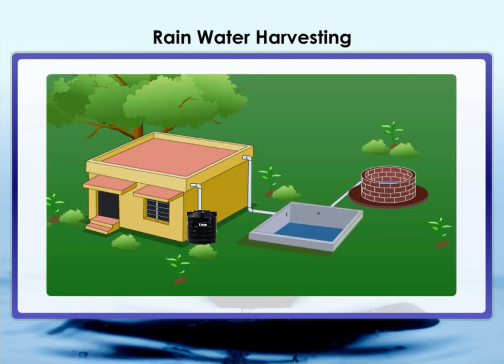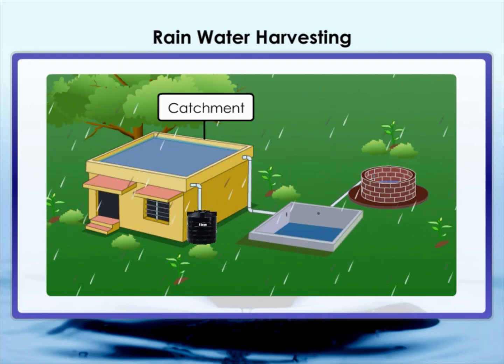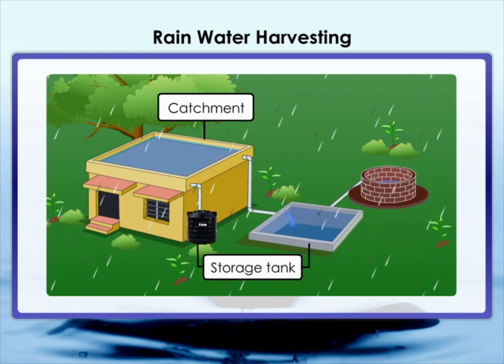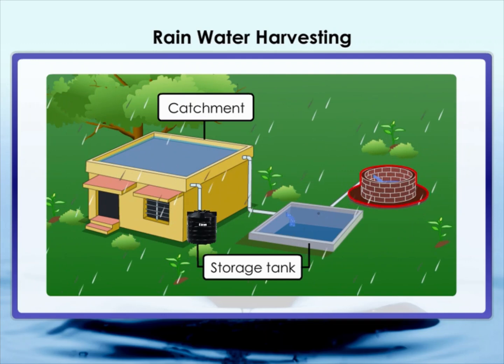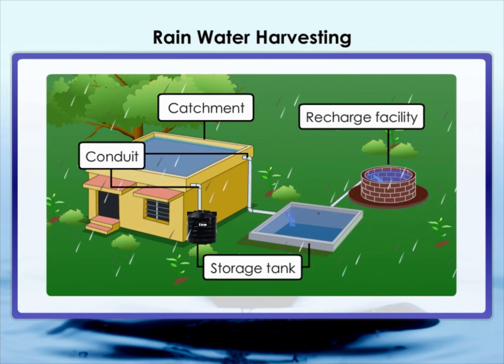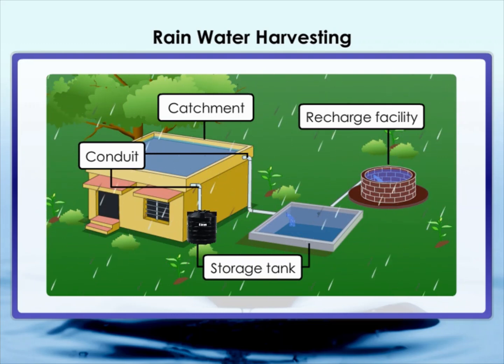In this system, when rain falls, the water is received on the surface, such as a terrace, which is called the catchment. The rainwater is allowed to flow through the pipelines to the storage tank and to the recharge facility. These pipelines are called conduit. As the water collected in the catchment may contain debris, a mesh filter may usually be present at the mouth of the pipeline, which is used to filter the water.